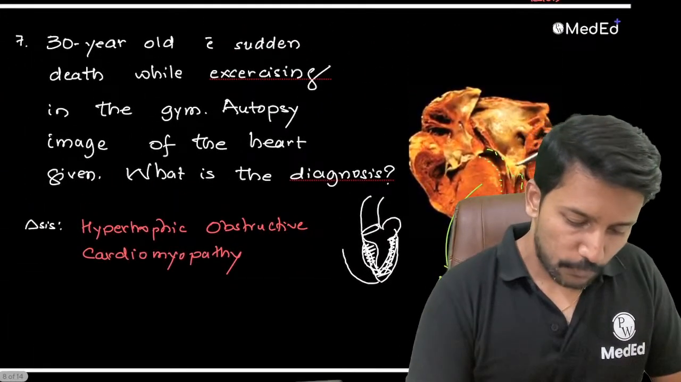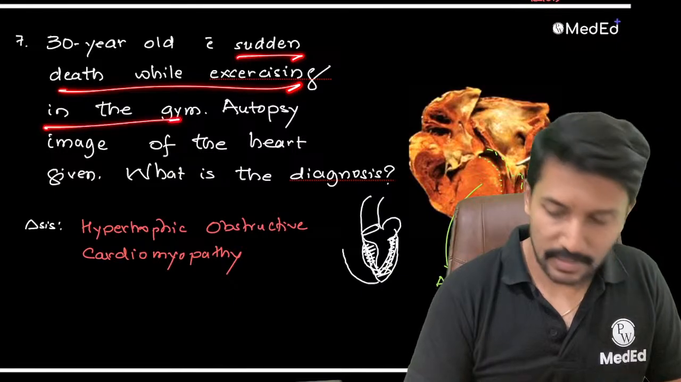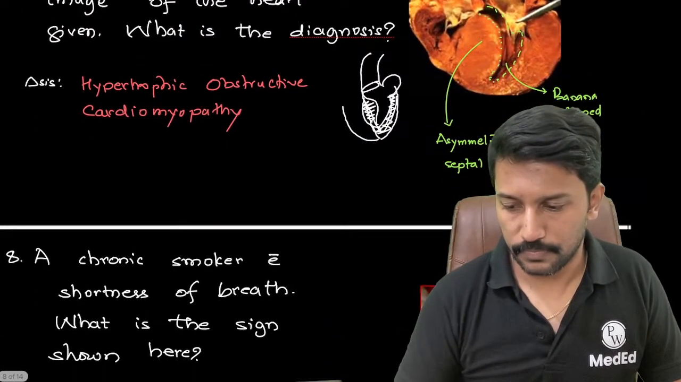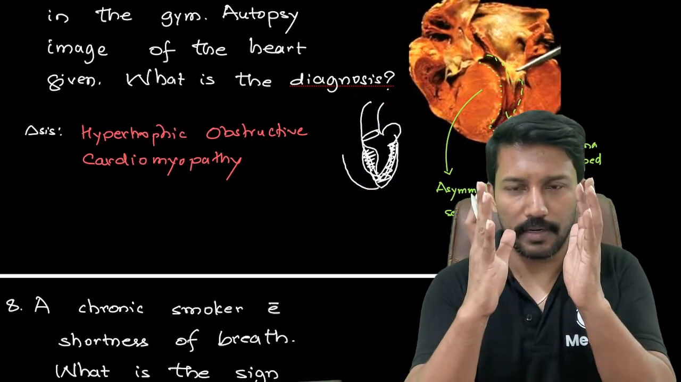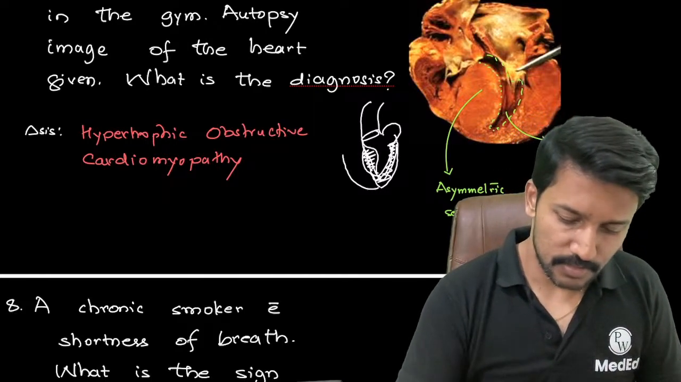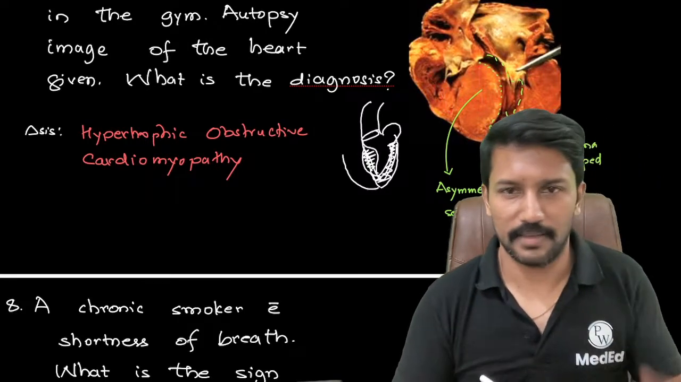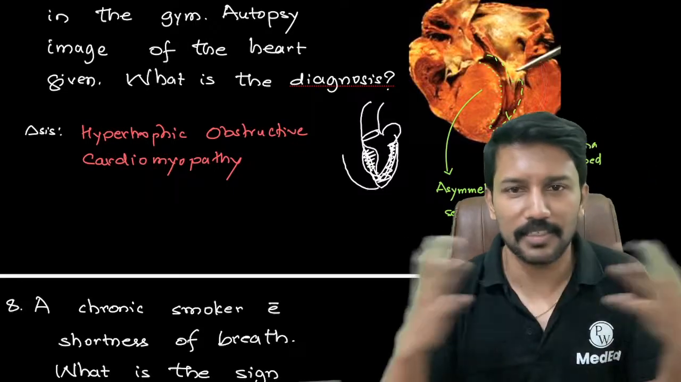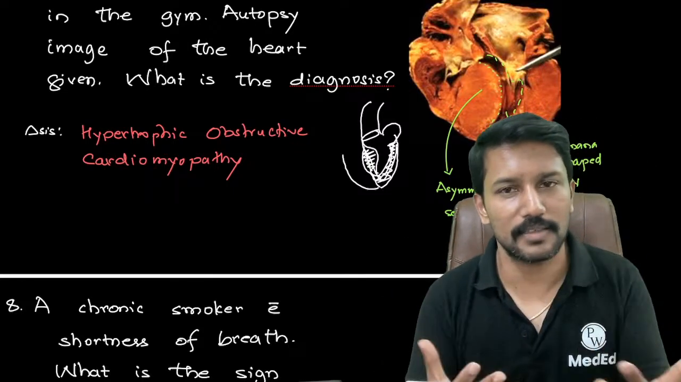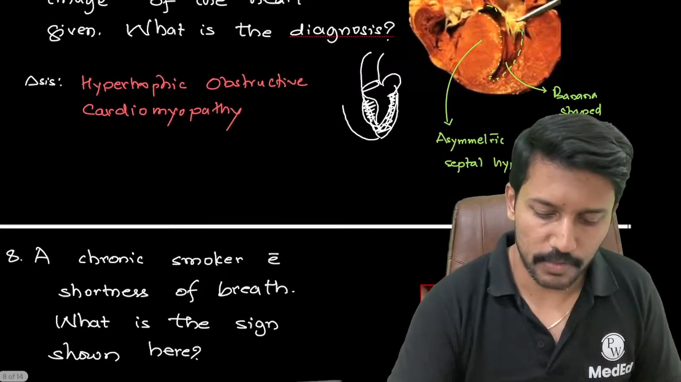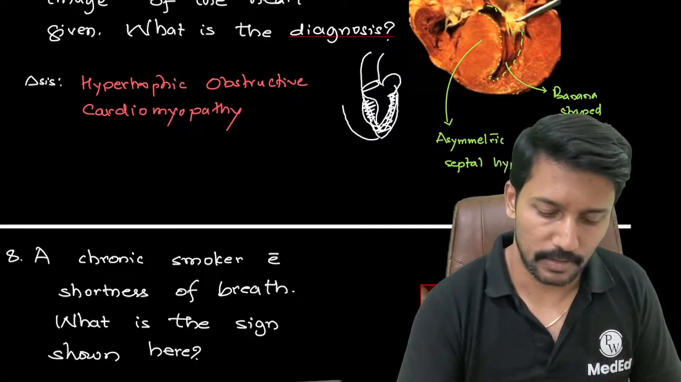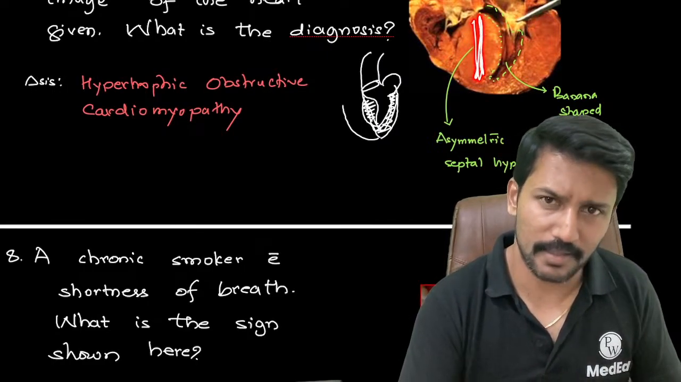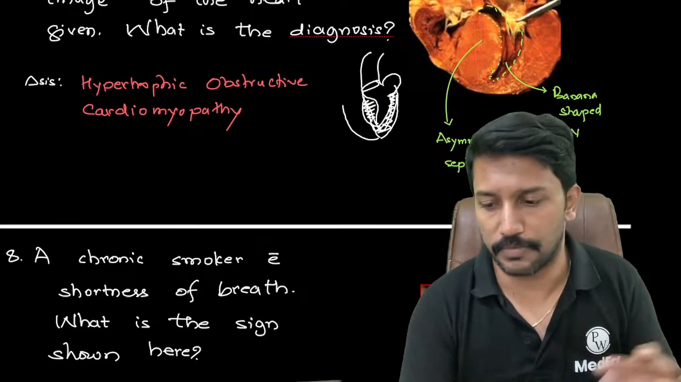Now what could be the cause for sudden death while exercising in these patients? Free wall means, see, the left ventricle has one wall which is shared with the right ventricle. That is our interventricular septum, right? Then it has the rest of the left ventricle which it does not share with anyone. That is its free wall. This wall of the left ventricle is shared with the right ventricle, that's why it's called the interventricular septum.